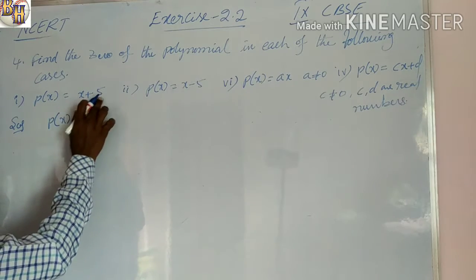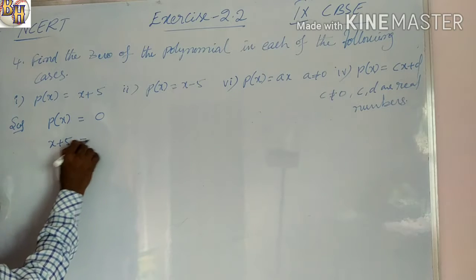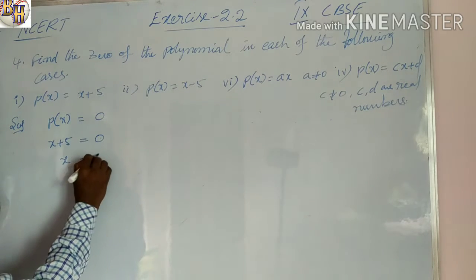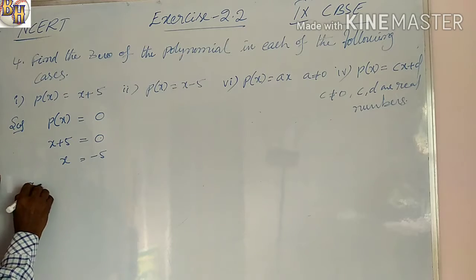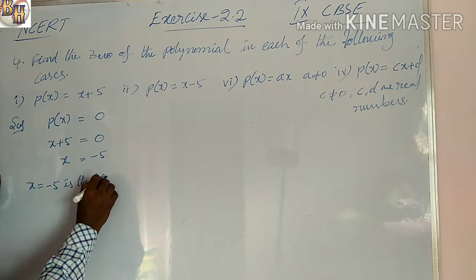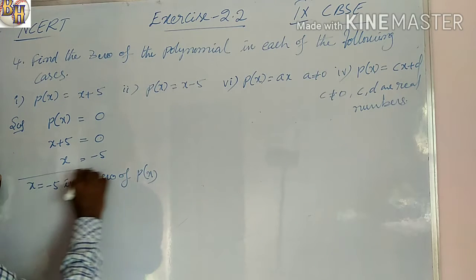P of x is equal to how much? X plus 5. X plus 5 is equal to 0. Then x is equal to what? Plus 5 becomes minus 5. So what is the 0 of the polynomial here? x is equal to minus 5 is the 0 of p of x. That's all.